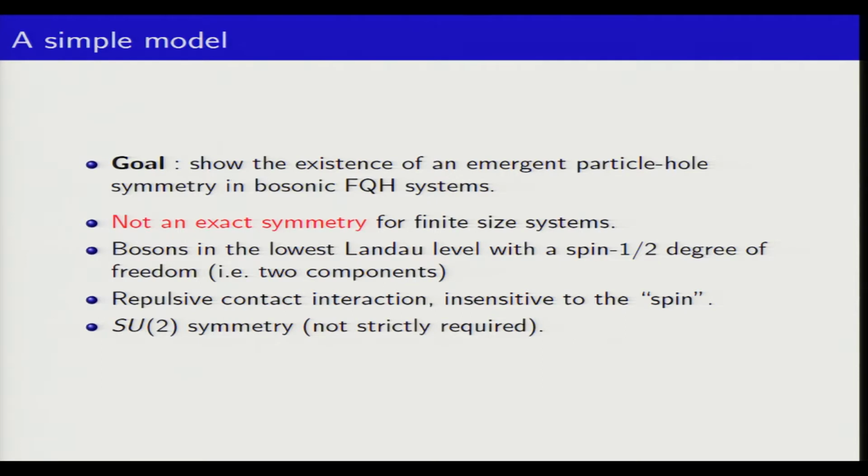So we take the simplest setup that we can imagine. We have bosons in the lowest Landau level. We have some internal degree of freedom for this boson, like a spin 1/2. It's just two components, whatever, like a layer index or some orbital index. And we use the same interaction I've introduced before, the contact interaction, which is insensitive to the spin. So it means that you have an SU(2) symmetry in the system. But it's not really mandatory. You can break slightly your SU(2) symmetry and still have a U(1) cross U(1). You will have similar results.